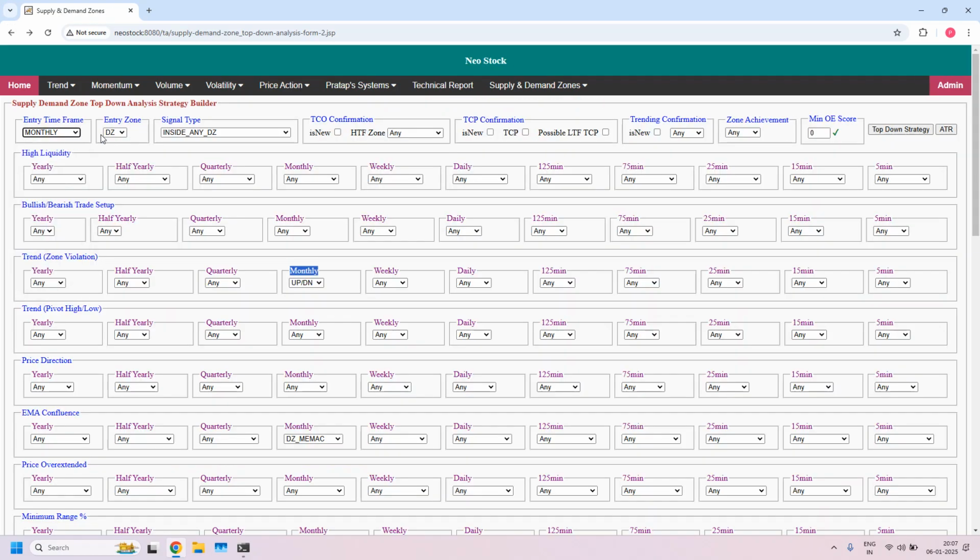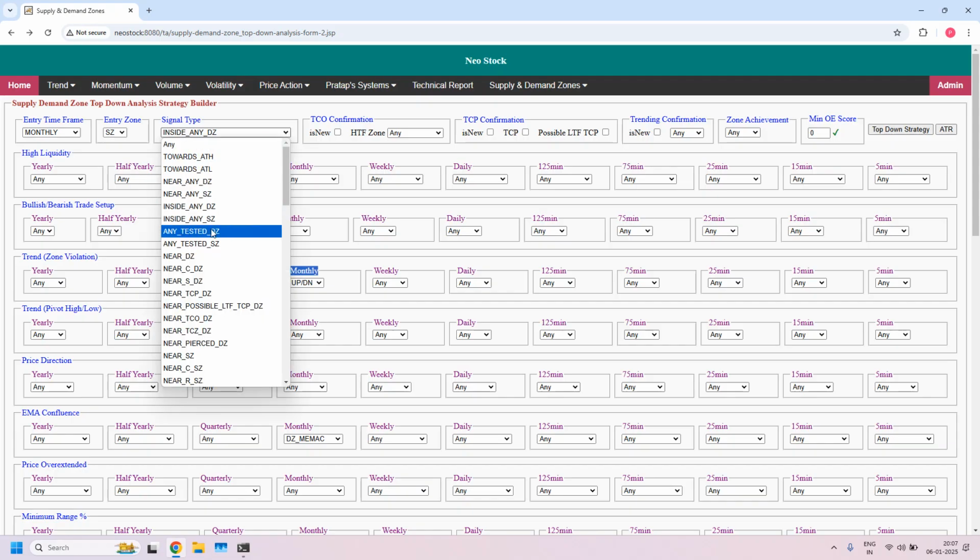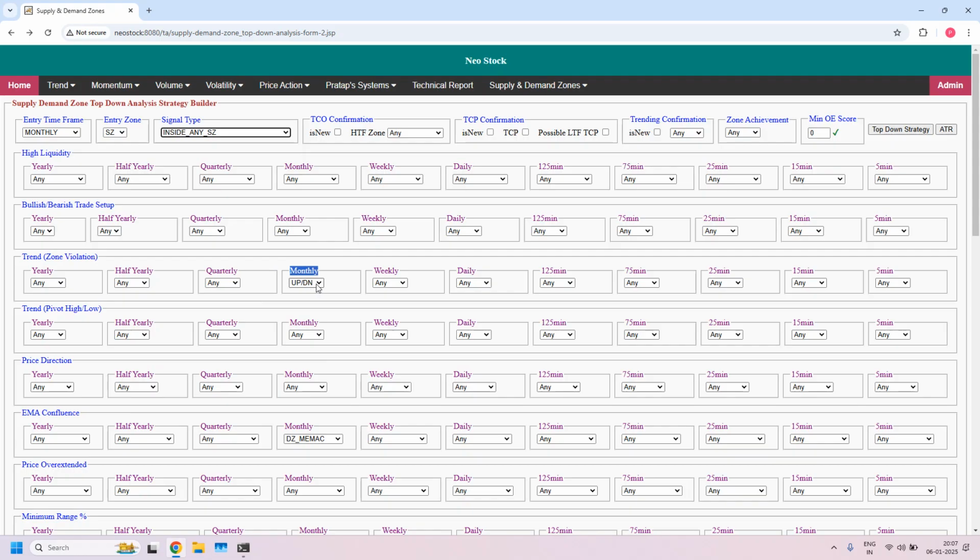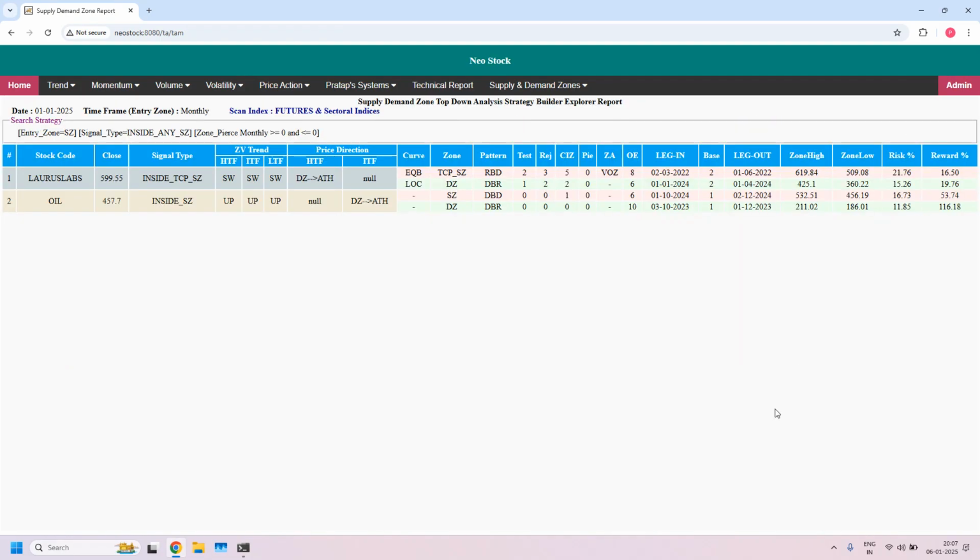for monthly time frame, the supply zones, price closed inside the monthly supply zone. Let me remove these trend filter and EMA filter. Now let's filter. We got 2 stocks. Currently price closed in these 2 monthly supply zones.